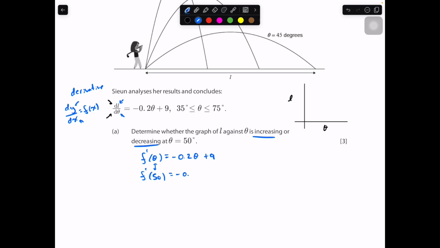So negative 0.2 times 50 plus 9. What would this be? This would be negative 10 plus 9, or negative 1. And what that means is at this specific point, the slope is equal to negative 1. And if the slope is equal to negative 1, it means it's going down, and we therefore have decreasing. So to find whether the graph of L against theta is increasing or decreasing at theta equal to 50, let's input 50 for theta and then find out what the slope is.